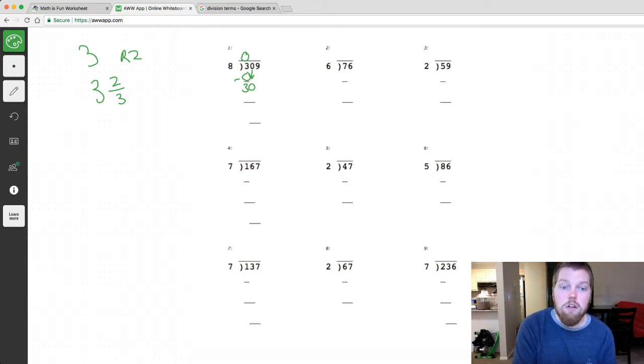Can 8 go into 30? How many times without going over? 3 times 8 is 24. Subtract, get 6, bring this down 9. 8 times 8 is 64. Subtract, 5 is our remainder. And so our answer would be 38 remainder 5, or 38 and 5/8.